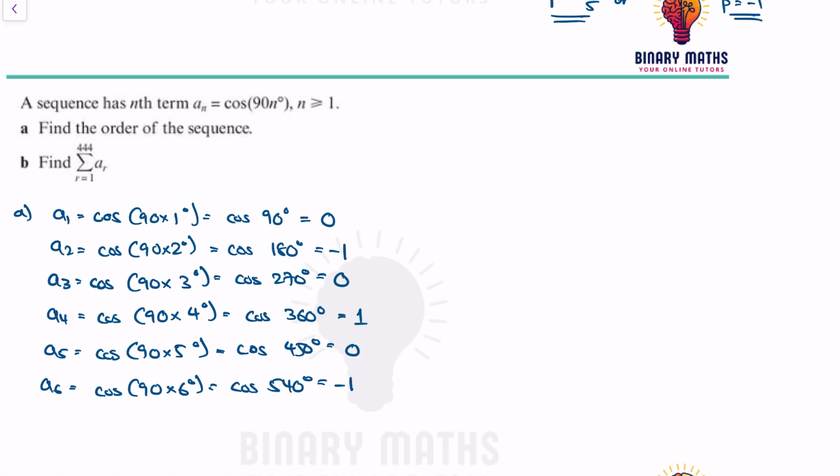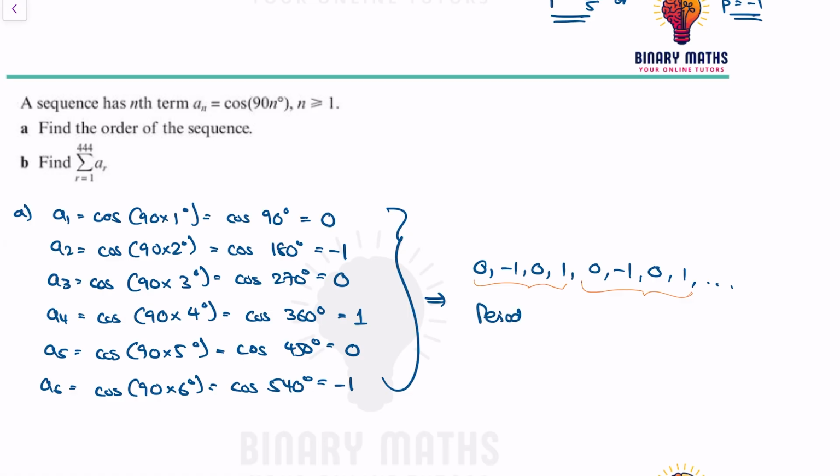And you can see the repetition happening. So that means my sequence is 0, minus 1, 0, 1, 0, minus 1, 0, 1, and so on. You can see these 4 repeat themselves. So it is a periodic sequence of order 4, because the 4 numbers are repeating themselves.